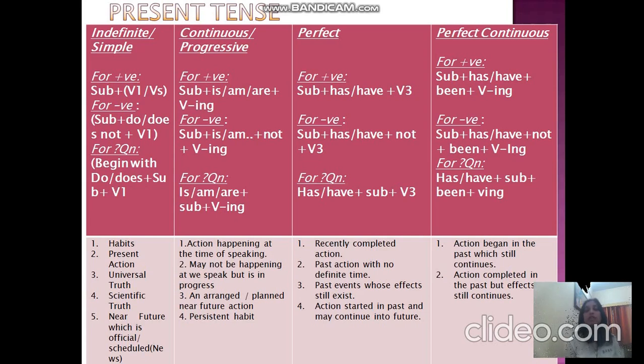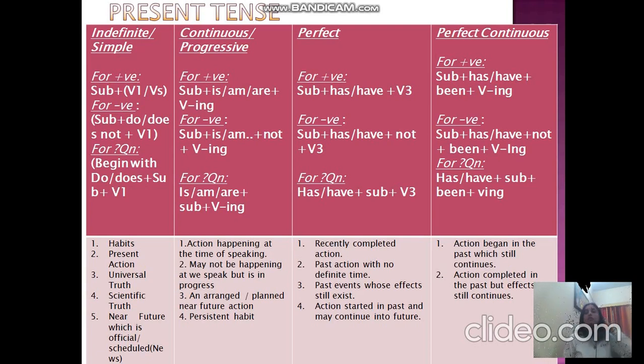Now let's come to the usages. Where is it used? Action happening at the time of speaking, like I am teaching you. Action happening not at the time of speaking, but something which is in progress, like they are building their house. And an arrangement or plan, casually arranged or planned for the future, like he is going for a Diwali gift or buying a Diwali gift. And any persistent habit.